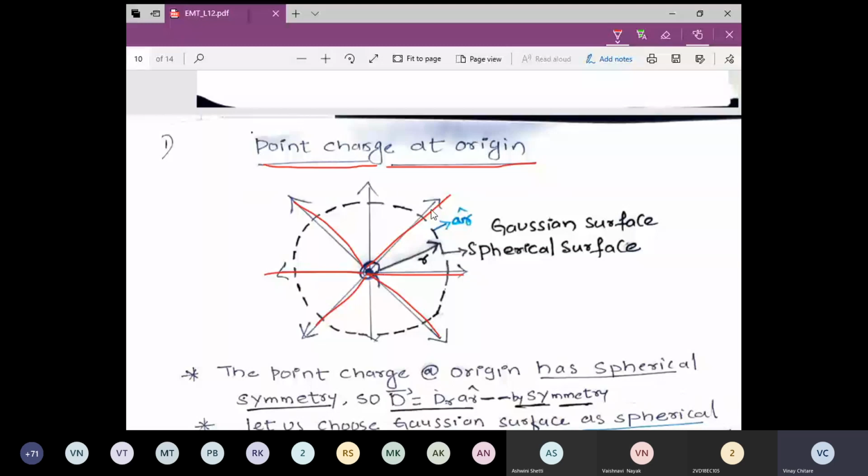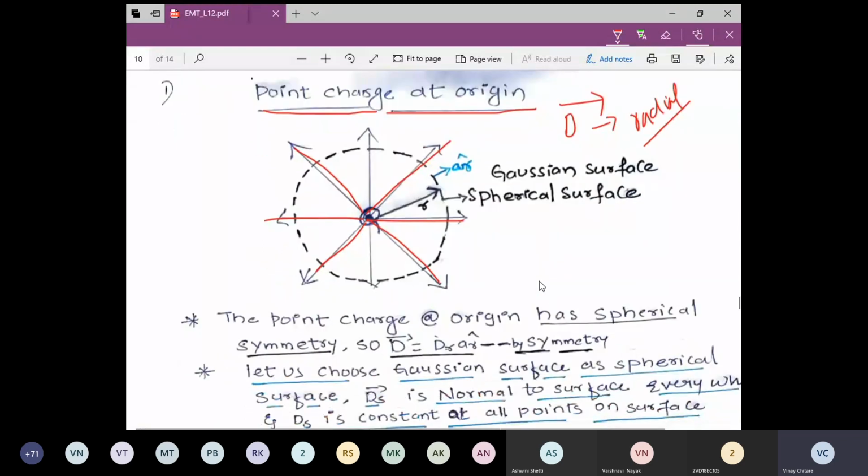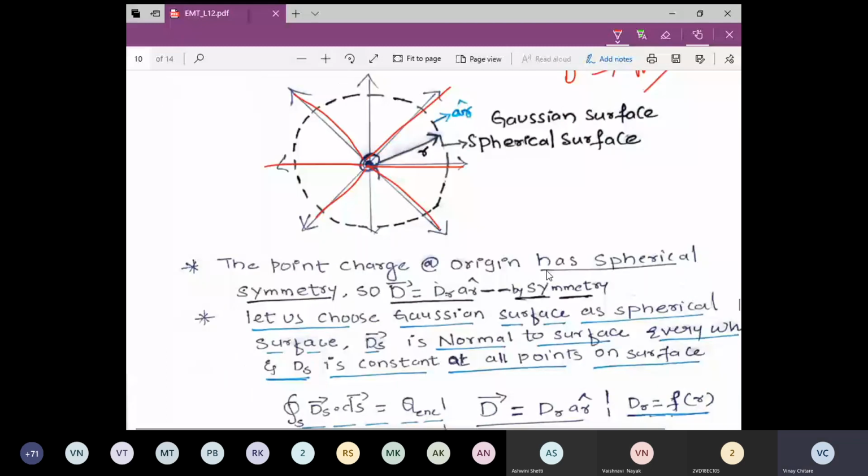First thing. Second thing, if the flux lines are radial, obviously the flux density will also be radial, because the direction of the flux density is the same as the direction of the flux line. So the flux density is also radial. Next, I say that the flux density has a spherical symmetry. I hope you really agree with this.